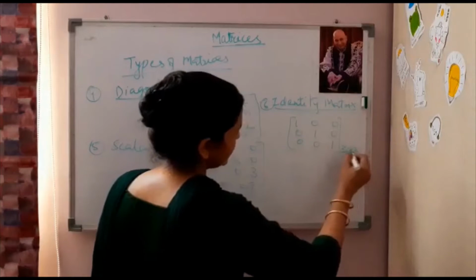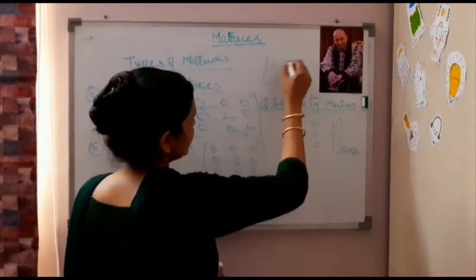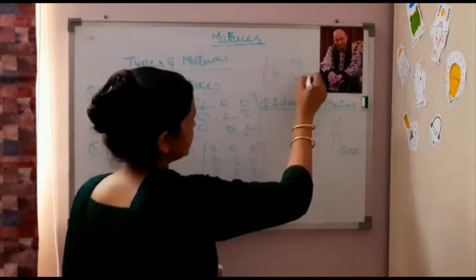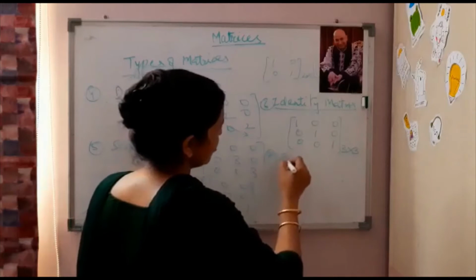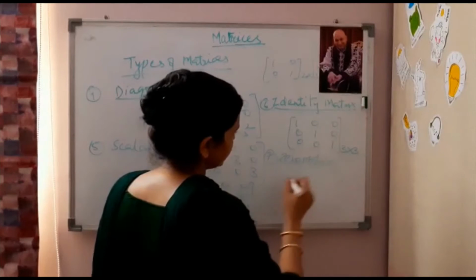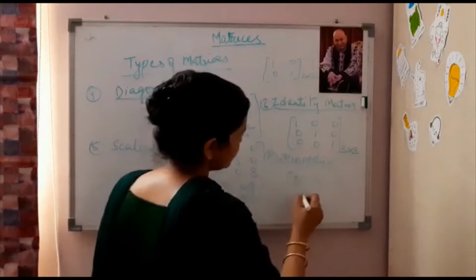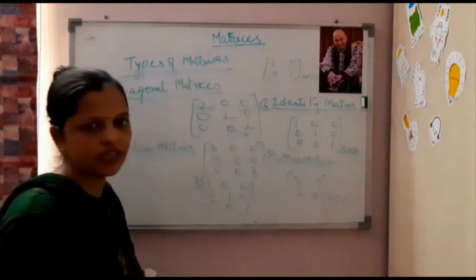Here the order is 3 by 3. If we take order 2 by 2, then the matrix will become 1 0 0 1, like this. This is 2 by 2. Last is your zero matrix, when all the elements are 0. That is your zero matrix, like 0 0 0 0. This is the 2 by 2. Same is the case with the 3 by 3, right?